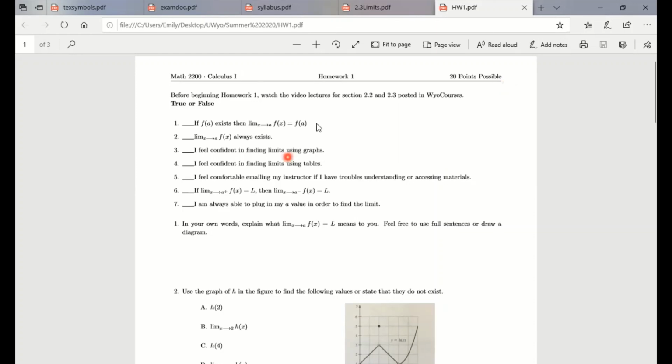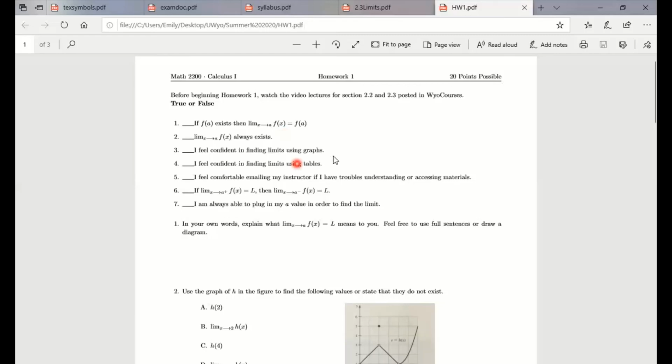So the first section is a 7-question true or false section. So just if f of a exists, then our limit as x approaches a of f of x equals f of a. It's up to you to decide whether or not that's true or if it's a false statement. If it's false, you don't have to give me a reason why, just state that it's false.